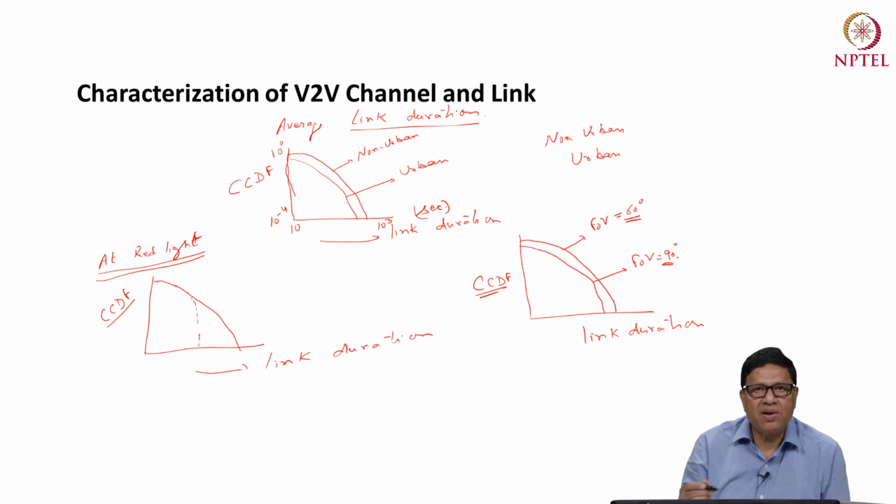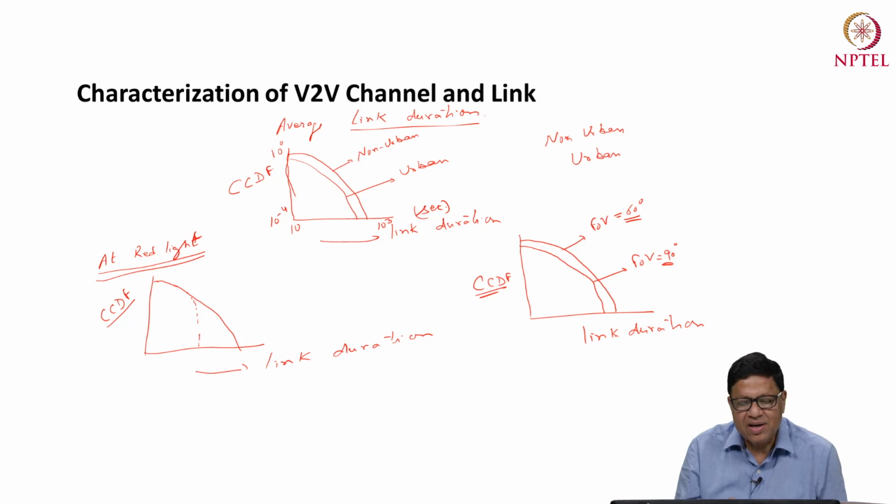But if you have the smaller FOV, which is good from this particular aspect of link duration, a smaller FOV will require strict line of sight communication. So you lose on the mobility part. So it's a trade-off between the two. So these are some typical results for a vehicle-to-vehicle channel and link for link duration, average link duration.